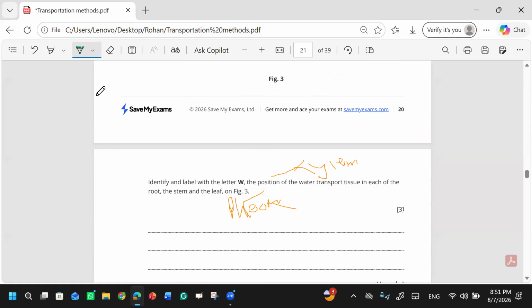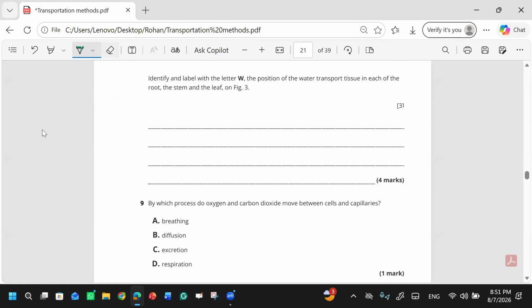One second. Okay. Identify and label with the letter W the position of the water transport tissue. We have done this.